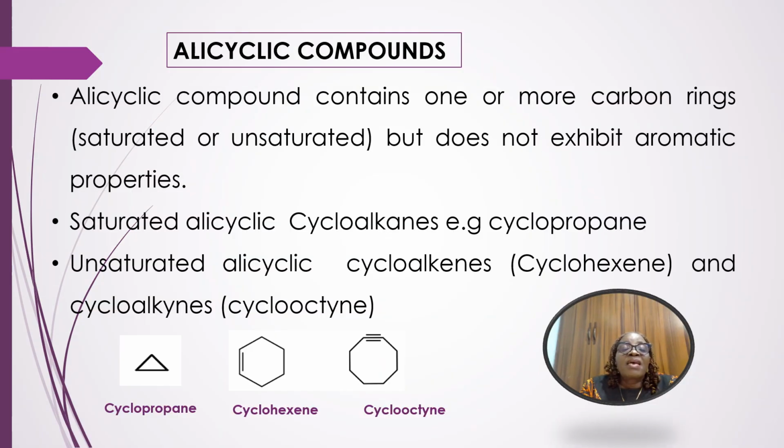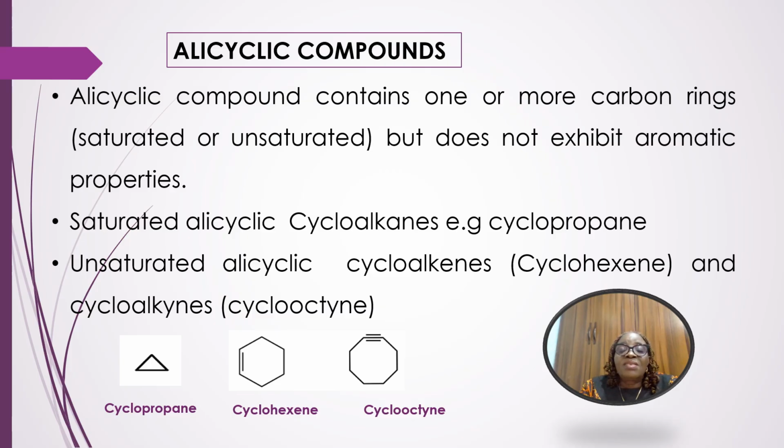The alicyclic compounds. Alicyclic hydrocarbons are non-aromatic ring-shaped molecules that behave like open chain compounds. They behave like aliphatic compounds, e.g. cyclohexane. An alicyclic compound is an organic compound that is both aliphatic and cyclic. It contains one or more carbon rings, saturated or unsaturated, but does not exhibit aromatic properties. They lack the special stability and continuous delocalized pi electron system found in aromatic compounds like benzene.